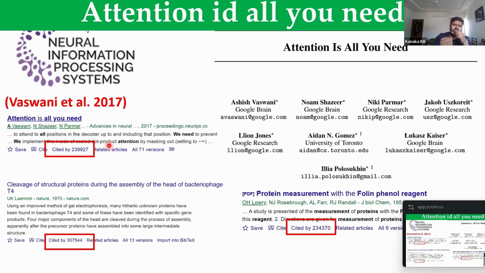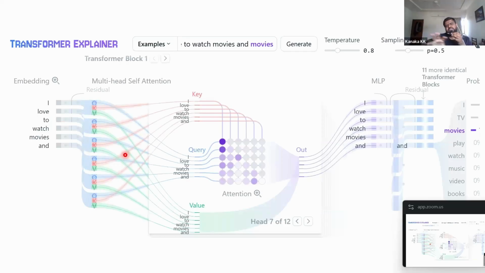You name a field, self-driving cars, there the transformer is used. And everyone who does research on the transformer, who uses transformer, they will cite this paper. And coming to the structure, this is the architecture of transformer.